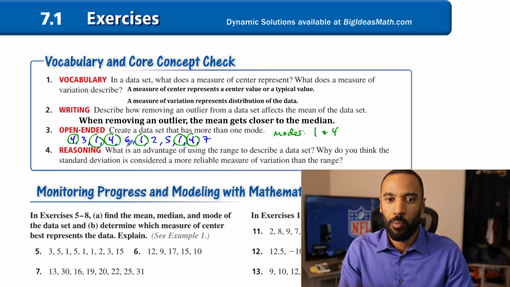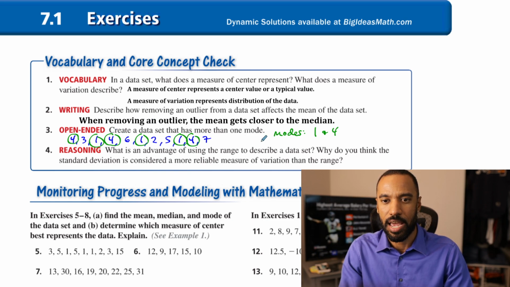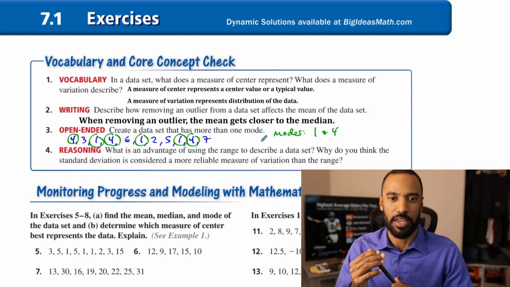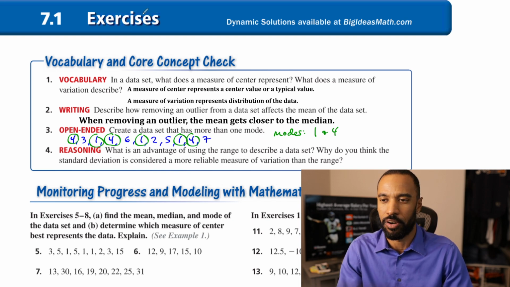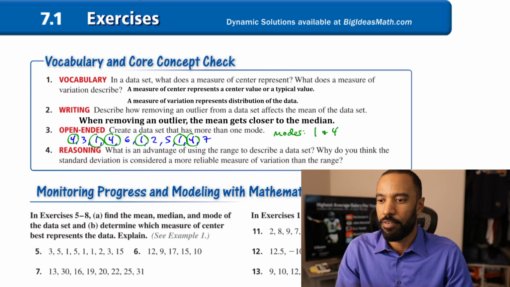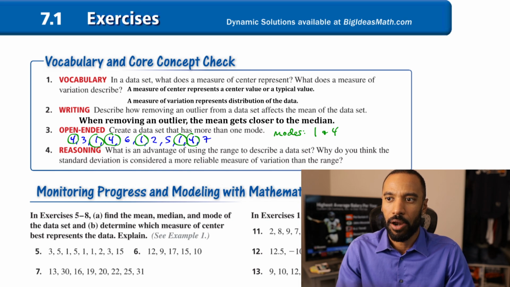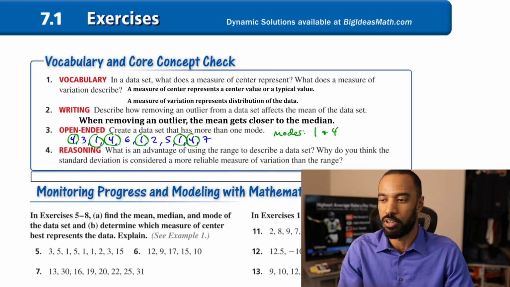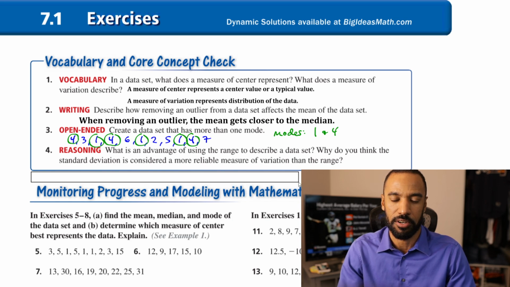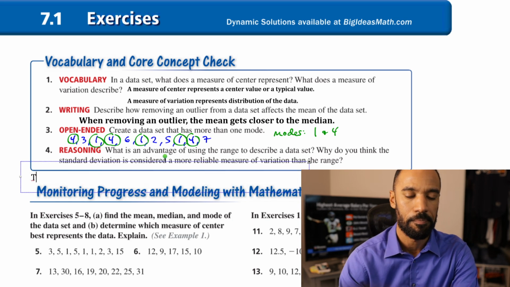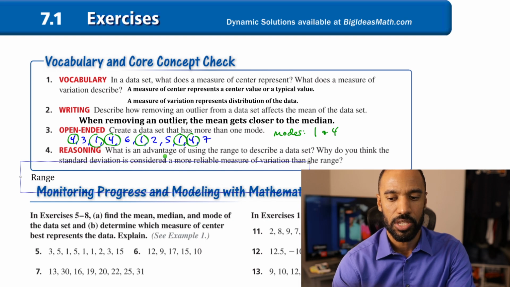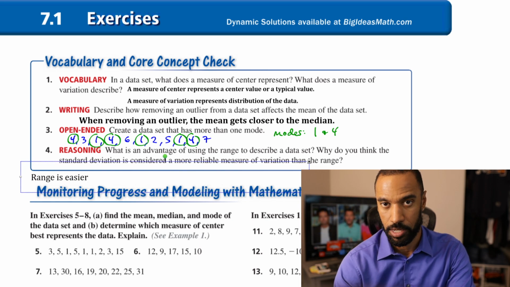And then number 4, what is an advantage of using the range to describe a data set? Why do you think the standard deviation is considered a more reliable measure of variation than the range? An advantage of using range, I don't know if they mean in comparison to measures of center, or if they just mean for measures of variation in comparison to standard deviation. I'm going to guess they're saying in comparison to standard deviation because we haven't been able to talk about it yet. Range is easier to calculate, significantly easier to calculate than standard deviation.